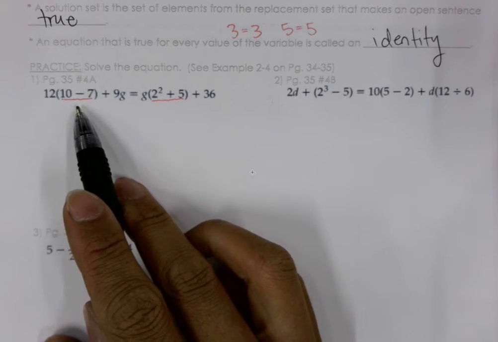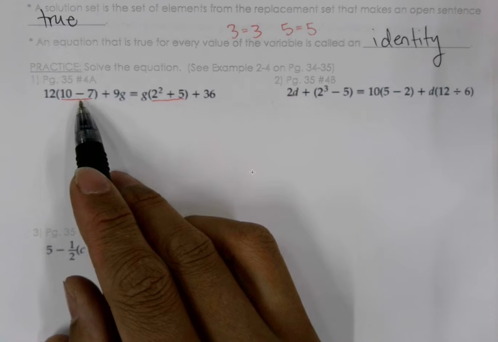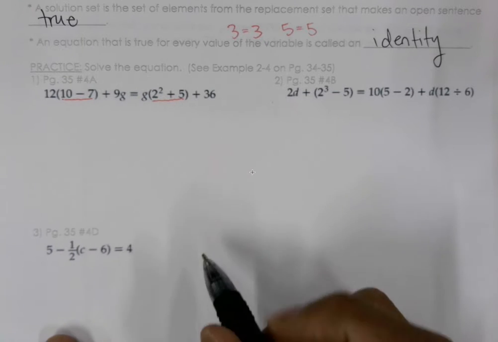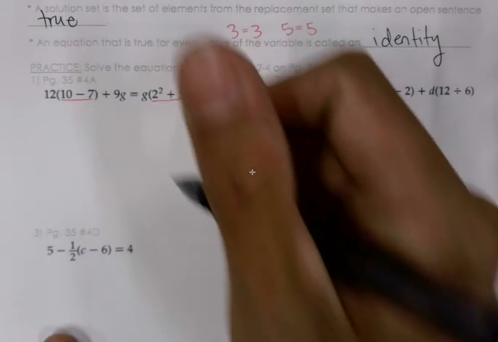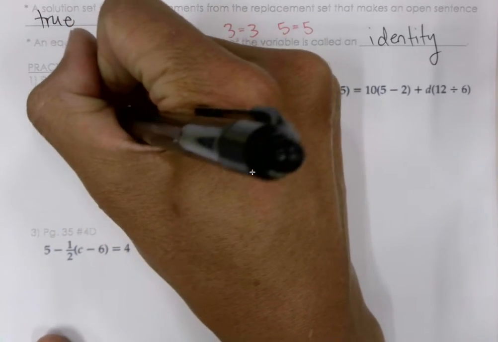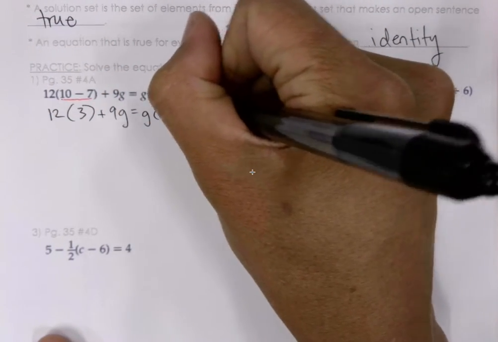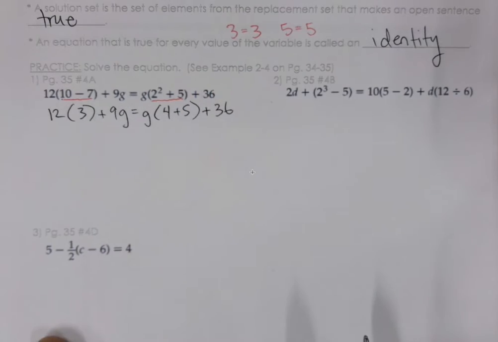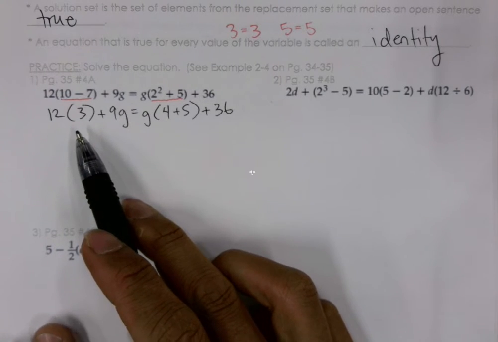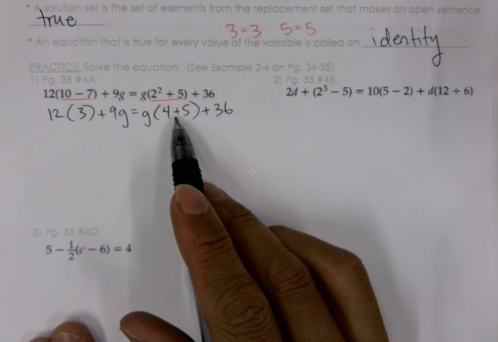On the left side, we simply have a subtraction, so we can execute the subtraction. On the right side, we have an exponent, which is what we want to do first. So let's rewrite the equation. 12(3) + 9g = g(4 + 5) + 36. The parentheses on the left side can no longer be simplified. The parentheses on the right side of the equal sign still has an addition to be executed.